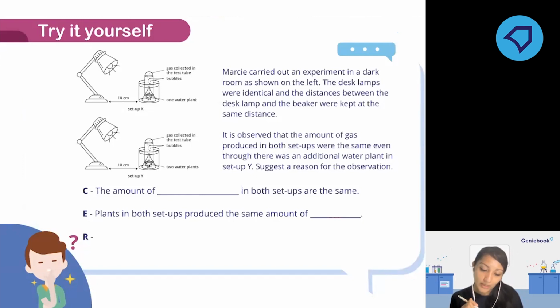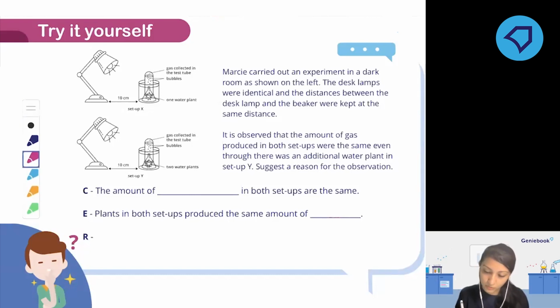All right, on cells. Let's look at this question together. Marcy carried out an experiment in a dark room as shown on the left. The desk lamps were identical, so dark room is the keyword here. The distances between the desk lamp and the beaker were kept the same, 10 cm, 10 cm. Then it is observed that the amount of gas produced was the same, even though there was an additional water plant in Y. Suggest a reason for the observation.